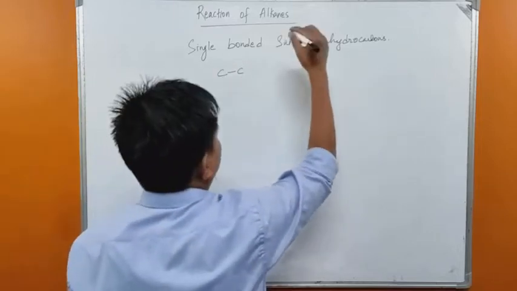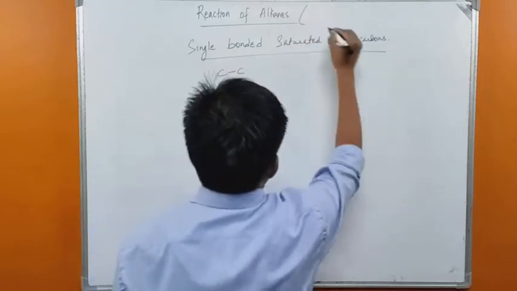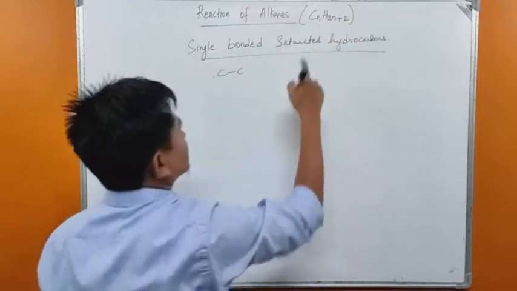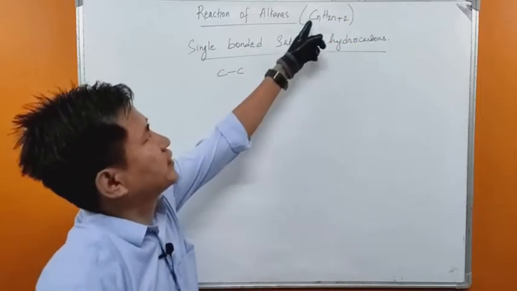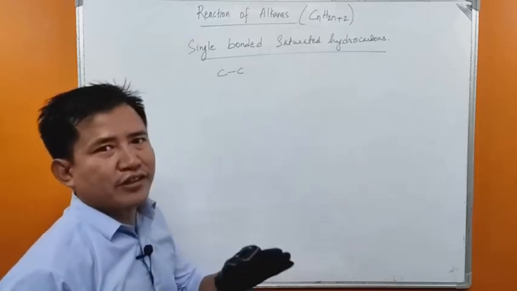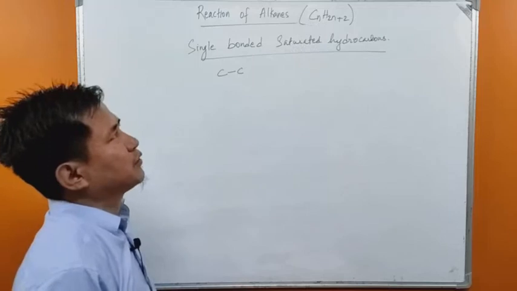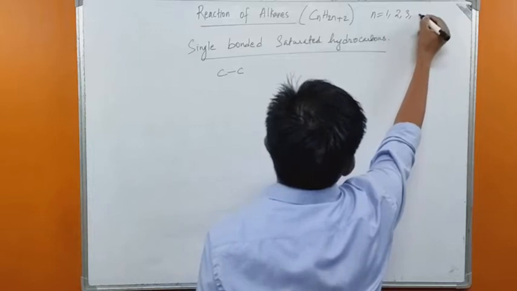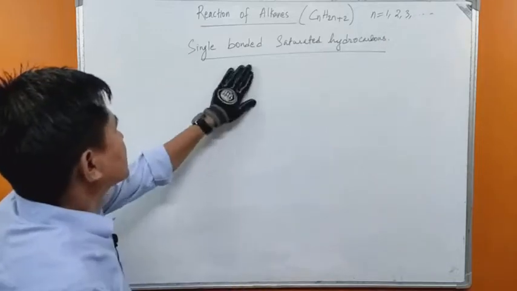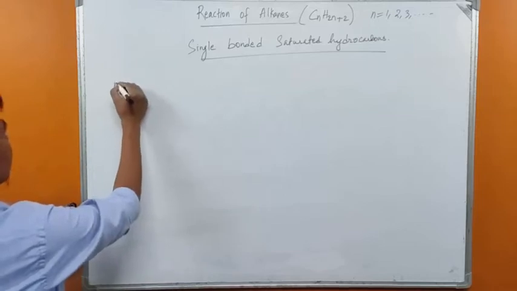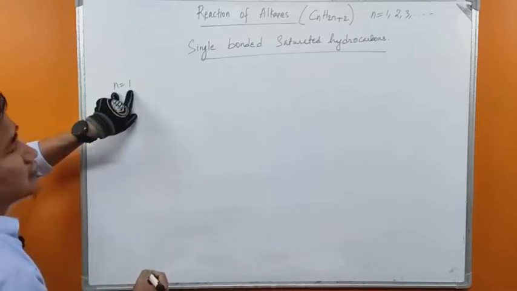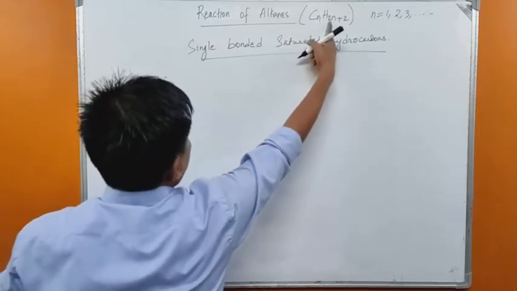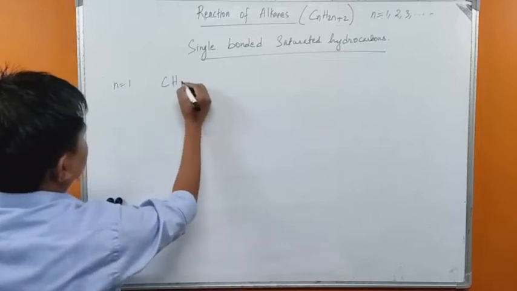Single bonded saturated hydrocarbons, and they have the general molecular formula CnH2n+2. So this is the general molecular formula for alkanes, where n is the number of carbon atoms present in that compound, and the value of n can be 1, 2, 3 and so on. Now the first alkane, when n equals 1, the carbon atom present is 1. So we write C1, H 2 times 1 plus 2 is 4, CH4.